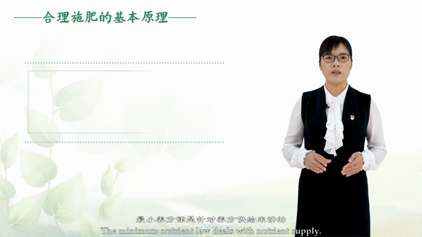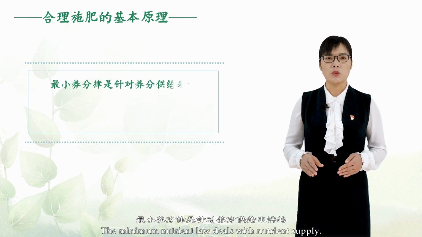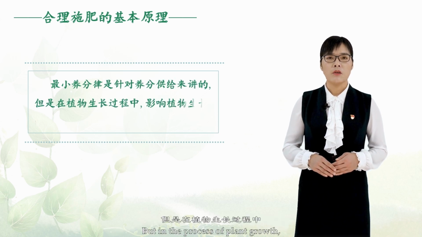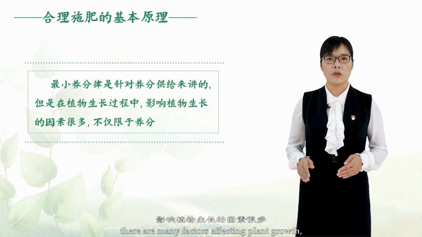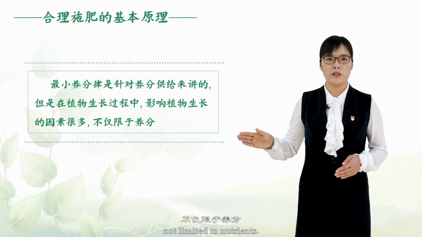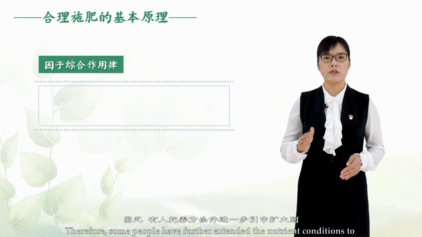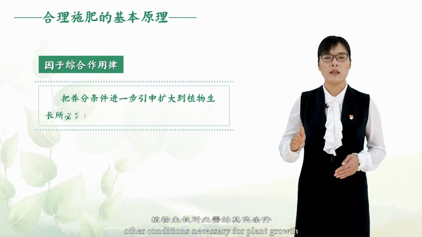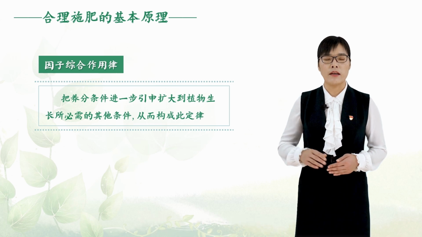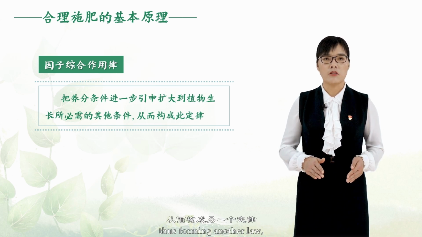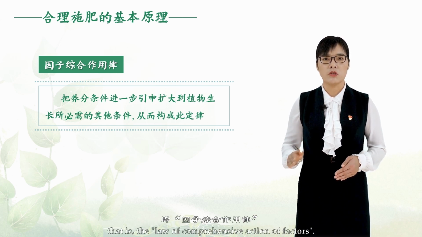The minimum nutrient law deals with nutrient supply, but in the process of plant growth, there are many factors affecting plant growth, not limited to nutrients. Therefore, some people have further extended the nutrient conditions to other conditions necessary for plant growth, thus forming another law, that is, the law of comprehensive action of factors.